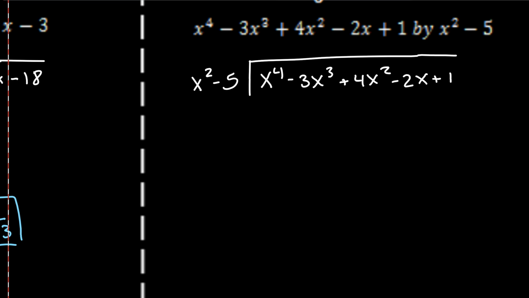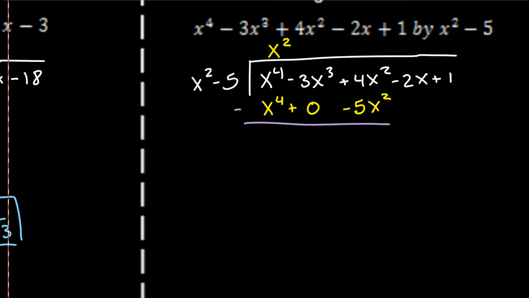Right. What is x to the 4th divided by x squared? And then we multiply. X squared times x squared is x to the 4th. And x squared times negative 5 is negative 5x squared. So because it's an x squared, what term do you think we should line it up with? The other x squared term. So really we should put this negative 5x squared below the 4x squared. And there is a placeholder of 0 between them. There's nothing there. So now we subtract.